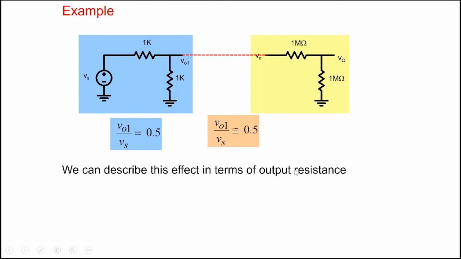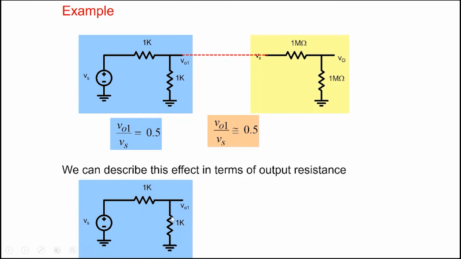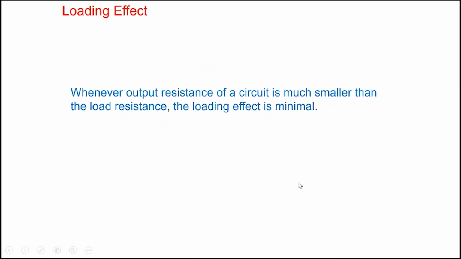We can describe this effect in terms of output resistance. This circuit that we see here has an output resistance, looking from here between this terminal and ground, let's say. Whenever you want to calculate the output resistance of a piece of a circuit, you short the independent source. So this 1K and 1K will come in parallel. Output resistance is 0.5K. And the load, when we look at it from this side, is 1 mega ohm plus 1 mega ohm, 2 mega ohm. So R0 is much smaller than the load resistance. Whenever the output resistance is much smaller than the load resistance, the loading effect is minimal.